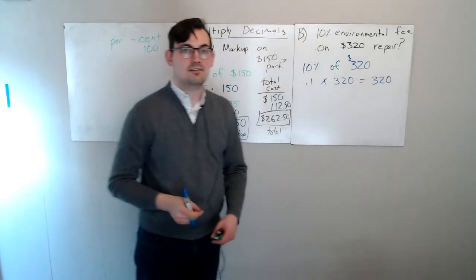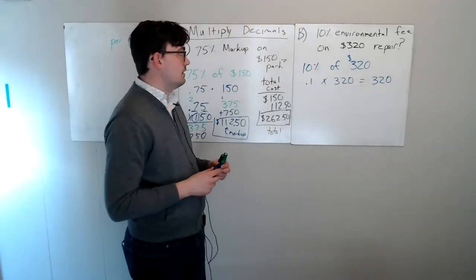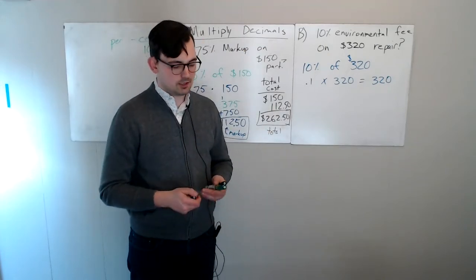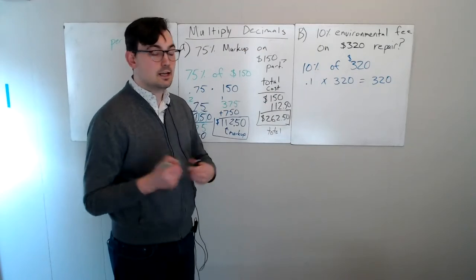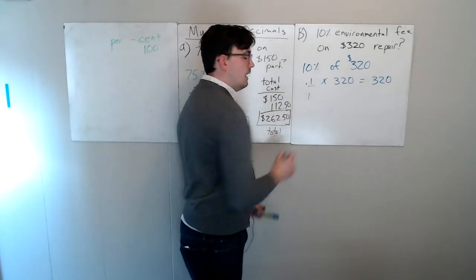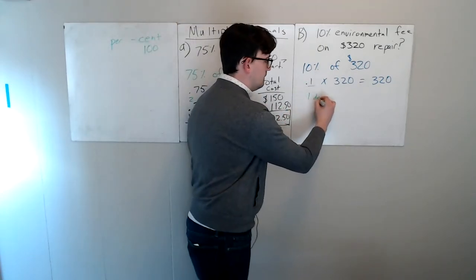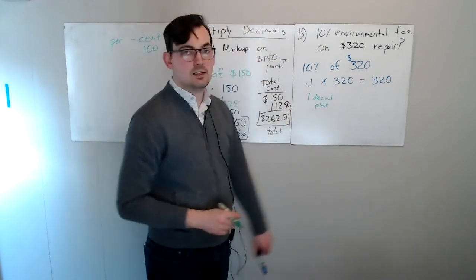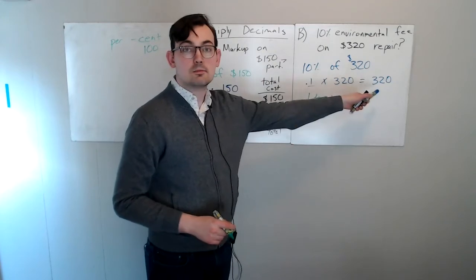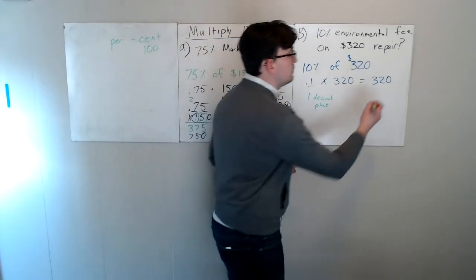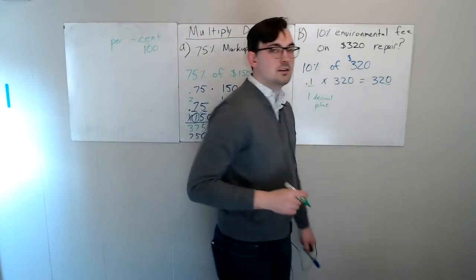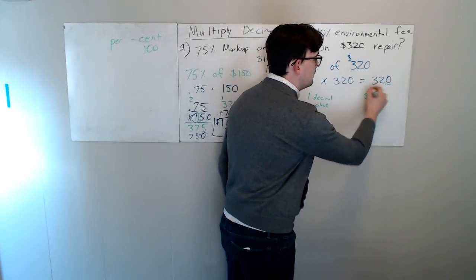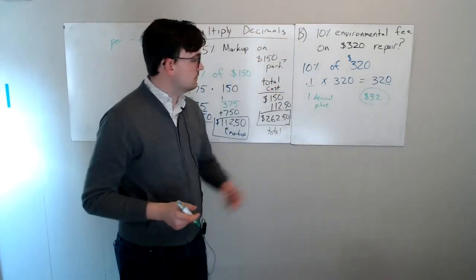Now, clearly that's not going to be the cost. If I said, okay, it's a $300 repair, and also $320 for that fee, that doesn't seem right. I need to take that decimal and put it back in. In this particular case, I've got 1 digit after my decimal, so that's 1 decimal place. I'm going to put 1 decimal place in my answer here, so I would put it right here. So I've got the same number of decimal places. So the environmental fee that's going to be added to their bill is $32.